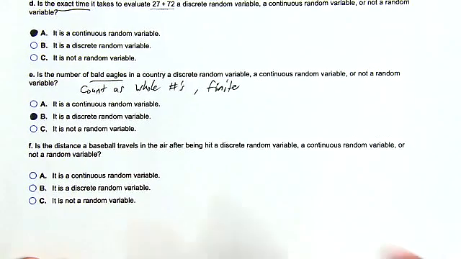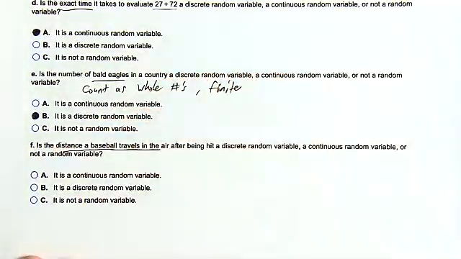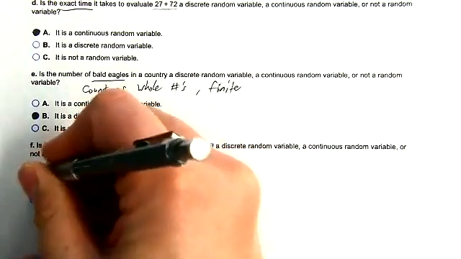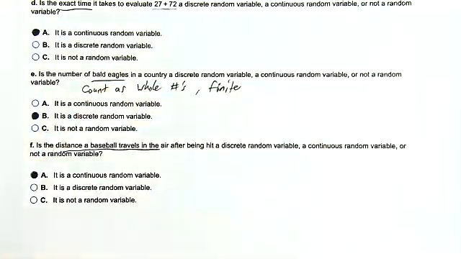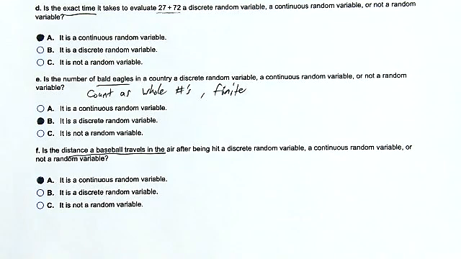Last one here, distance a baseball travels in the air after you hit it. Again, I can argue that it depends on what measuring tool I use, so it's going to be continuous. I can measure that down to the centimeter or the micrometer. Questions on those? I'm hoping those are pretty easy. I'm hoping when you see a continuous or discrete problem, that's a pretty easy one on a test or something. Most things are continuous.